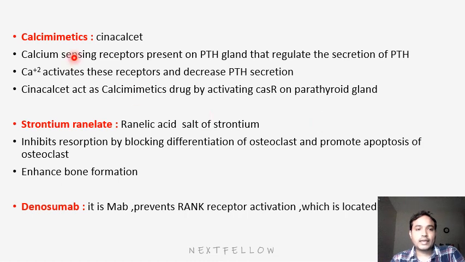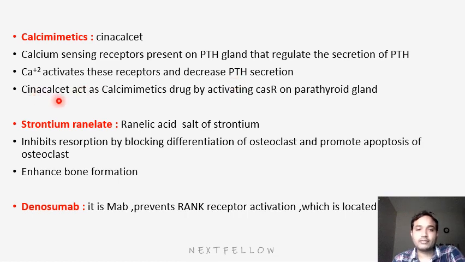Next group is calcium mimetic drugs. Calcium mimetic drug will have cinacalcet. These are calcium sensing receptors present on the parathyroid gland that regulate the secretion of parathyroid hormone. Why? Because when the body has hypocalcemia, the parathyroid gets activated, causing rising of calcium. So calcium activates these receptors and obviously decreases parathyroid hormone secretion, because when there is high calcium, it will suppress the parathyroid hormone activation.